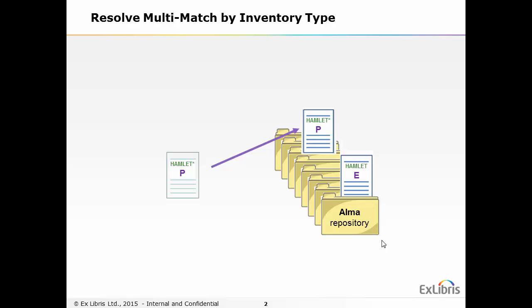So the record that is marked as a physical title will be merged or overlaid with the record that has physical inventory in Alma. Okay, so let's look at a concrete example in Alma of resolving a multiple match by inventory type.